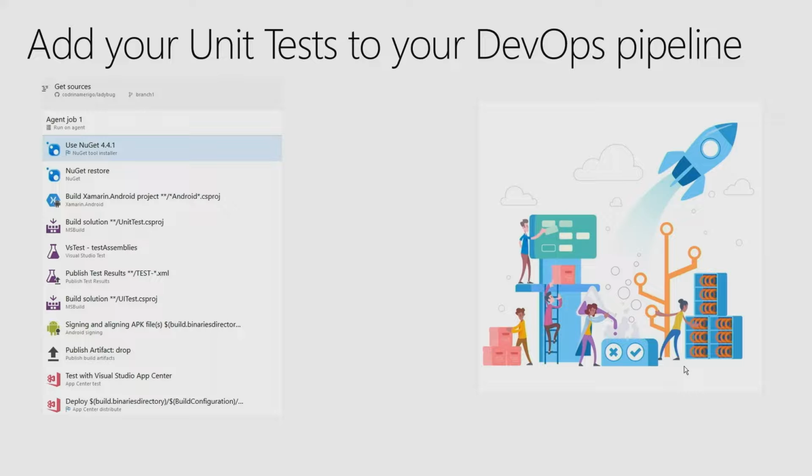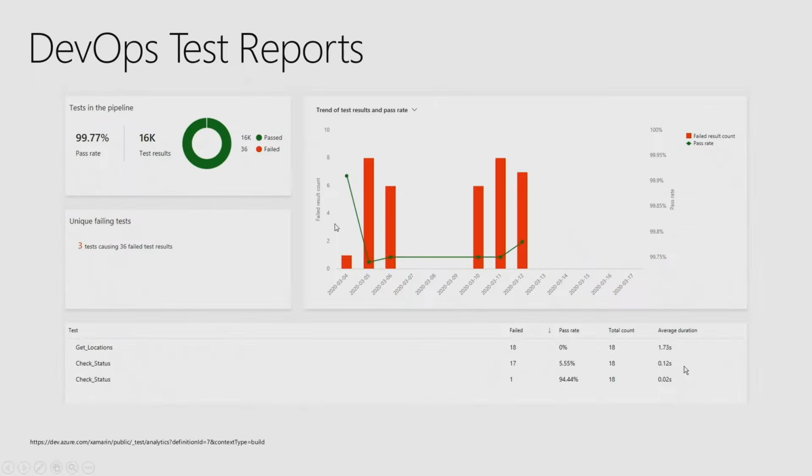So you can add your unit tests to your DevOps pipeline, and you also have the pre-created task that you can use in order to run them after your application has been built. Also, DevOps gives you some very nice reports that show you how many have passed, and the failed ones.